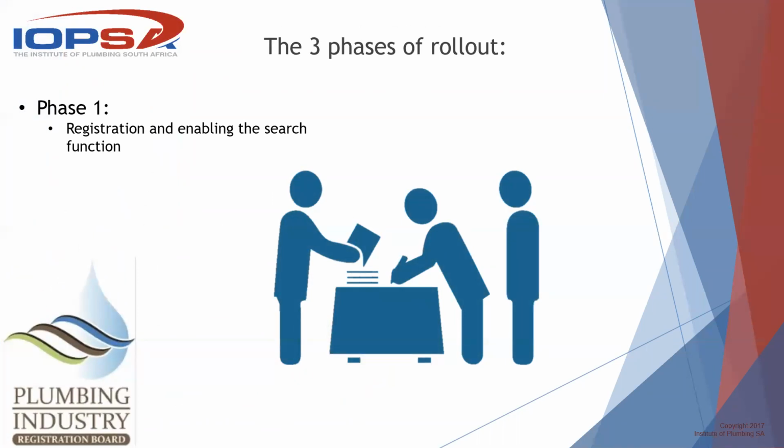the ability for a company to register itself on the PIRB database and to enable the initial phase of the search function. Now, don't worry too much. We'll get into it a little bit later. You'll understand what that means. So the first phase is just registration. So let's dip our toes into the water, so to speak, and then the search function will become enabled.